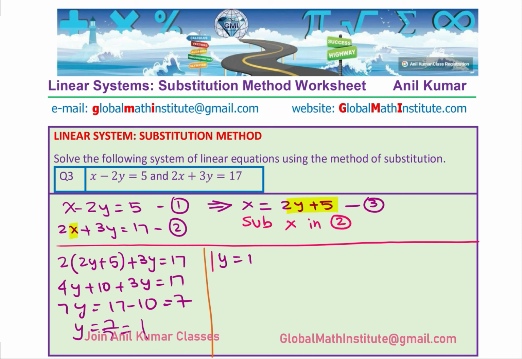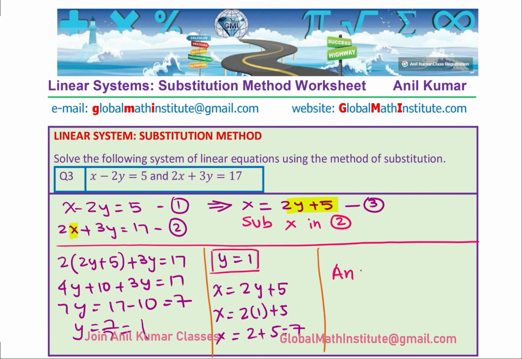We can substitute this value of y in equation 3 to find the x value. So x is equal to 2 times y plus 5. Substituting 1 for y, we get what? We get x equals to 2 plus 5, which is 7. And therefore, we have our answer. And the answer always is the coordinate point, right? Always write x value first, which is 7 in this case, and y value then 1, correct? I hope it is absolutely clear. Perfect.